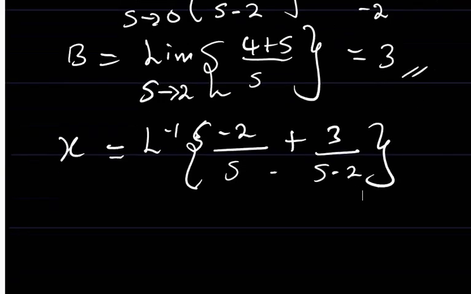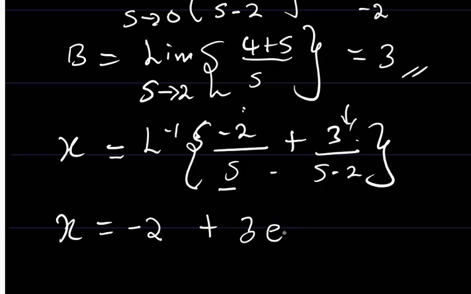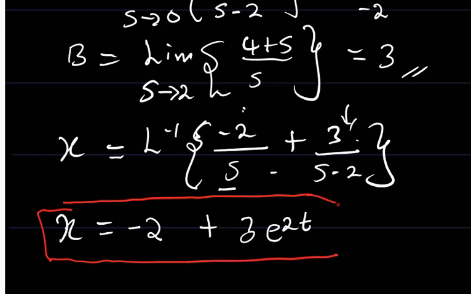Okay, so let's take it one after the other. So x is going to be equal to the inverse Laplace transform of this. You know what it is? That's going to be minus 2. Then plus the inverse Laplace transform of this. This is actually a coefficient, that's going to be 3, multiplied by the inverse of this, which is exponent of 2t. So invariably that is my answer. The solution of this differential equation is x equal to minus 2 plus 3 exponent of 2t.